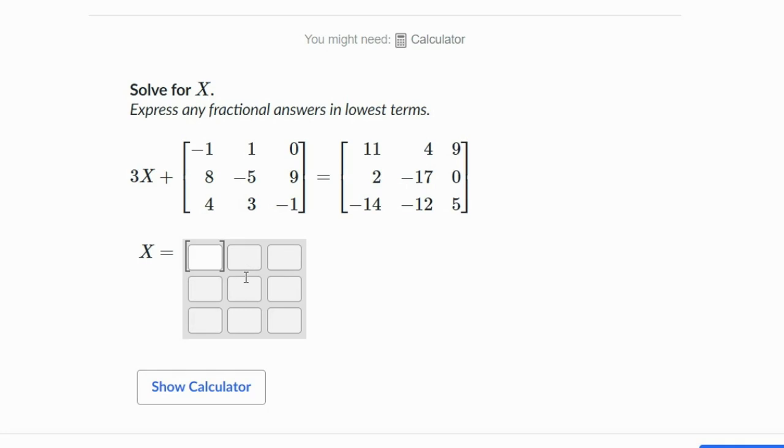3x plus this matrix, negative 1, 1, 0. This requires a little bit of work, so I'm going to write it down so we can step through what it's talking about. Negative 1 equals this matrix over here, 11, 4, 9, 2, negative 17, 0, negative 14, negative 12, and 5.